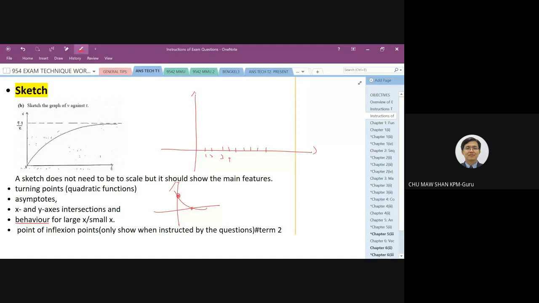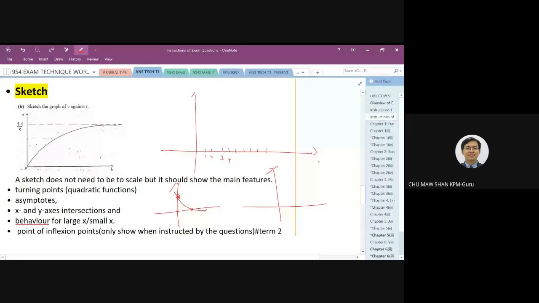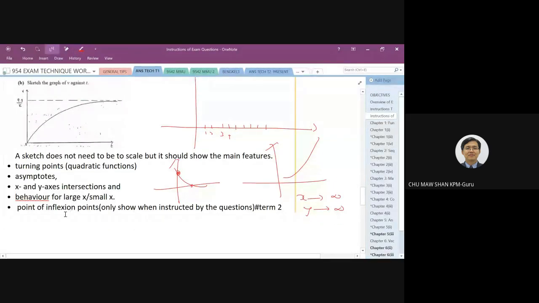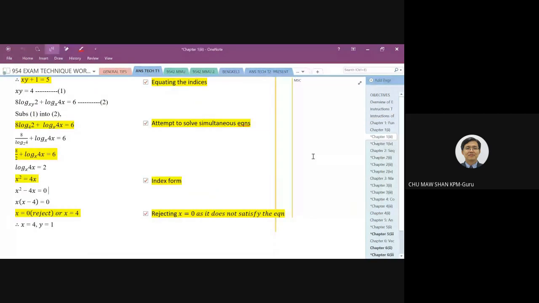If y also becomes larger and larger, then you know your graph. Let's say this graph means when x increases, y also goes to infinity, isn't it? You have to investigate. The point of inflection is not your concern. Okay, we move to question number 1.